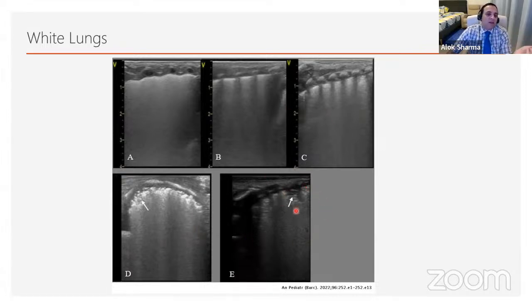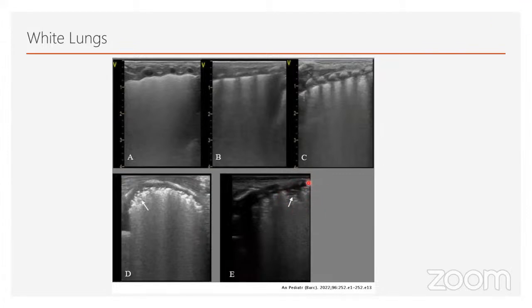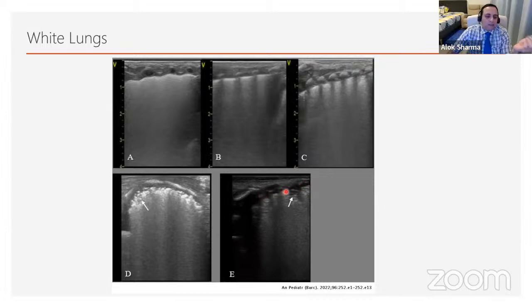And it gets even more marked here. And this is classically a very nice shred sign here. Is there any fluid in a pleural effusion? Yeah, in just D? And E, both. So E, definitely, I would say there is.